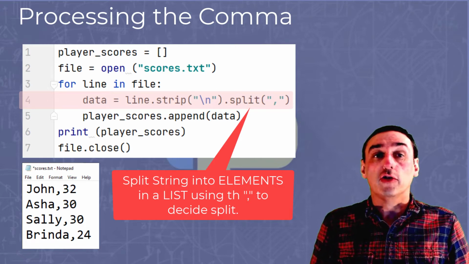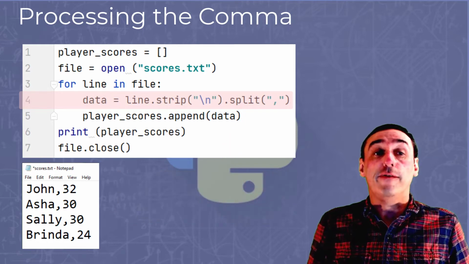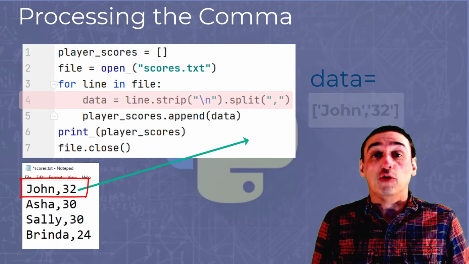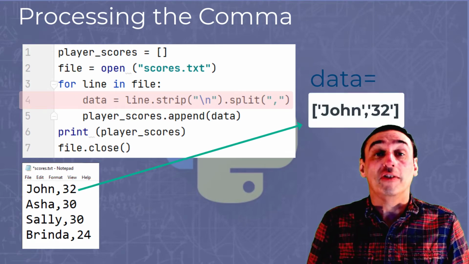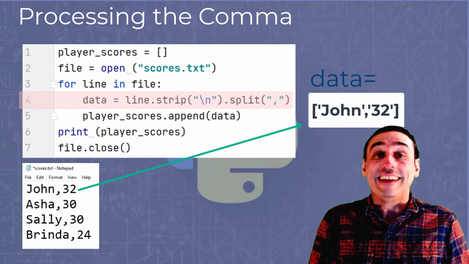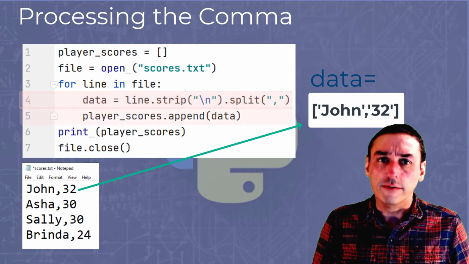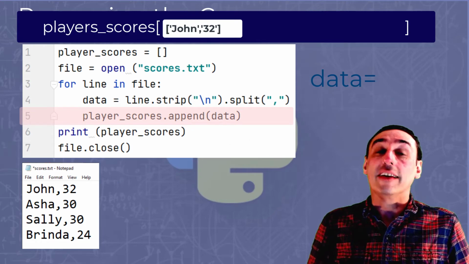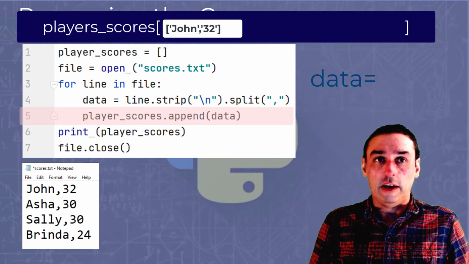So if we look at the scores.txt file, what this will mean is it will take the first line, i.e. John, 32, and split it into a separate list, so John and 32 are now two separate items in the list, and in the next line of code, line 5, we will then append that list to the player's scores list, as you can see here.